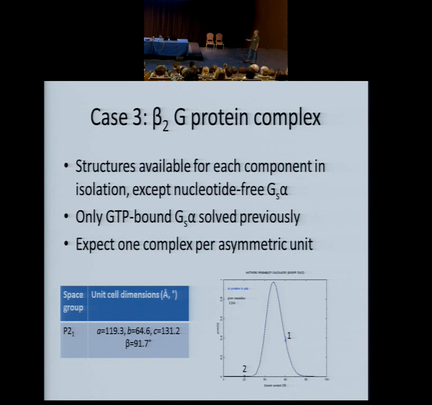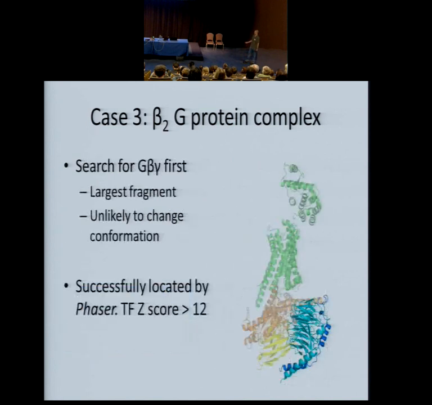So the unit cell parameters are shown here. Based on a Matthews calculation, we anticipate 1 molecule per asymmetric unit. And so to do the molecular replacement search, as others have mentioned, the choice of the order in which we search for the components is really quite important. So to start, we chose to begin with the beta subunit, or the beta-gamma subunit. Beta and gamma are very tightly linked, both structurally and functionally. They never dissociate in the course of normal human physiology.